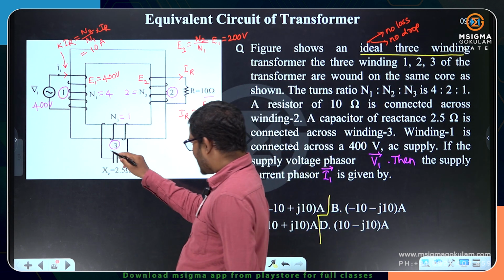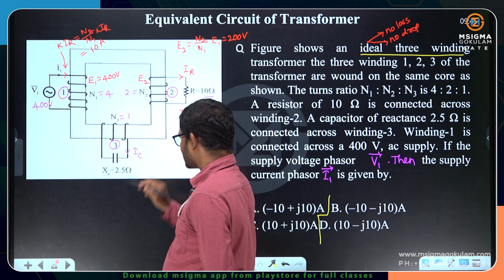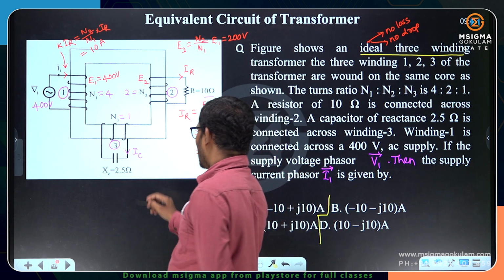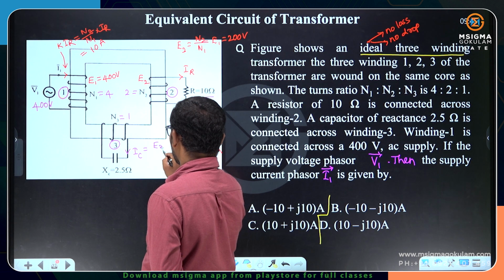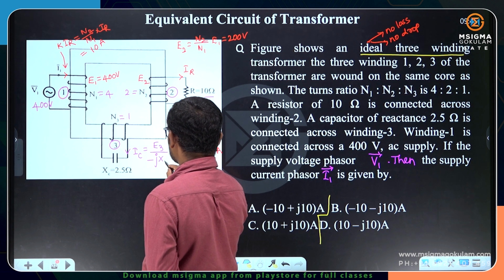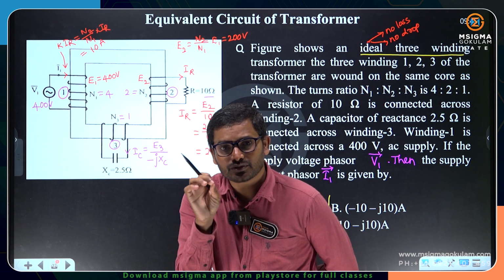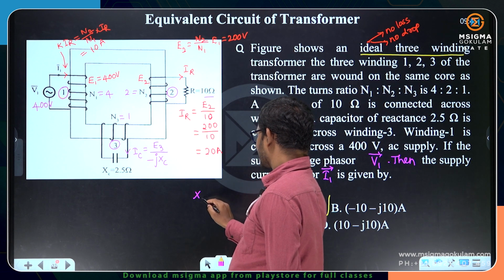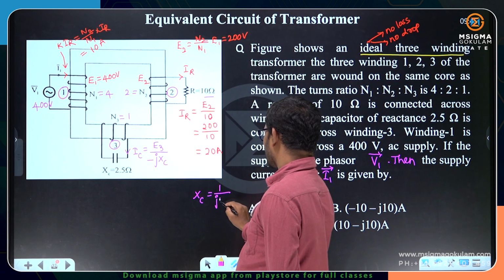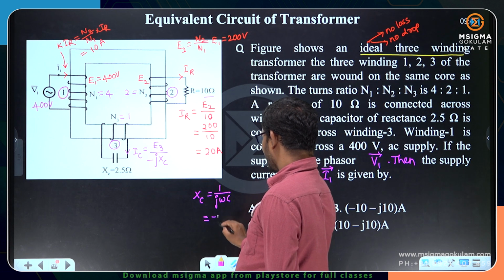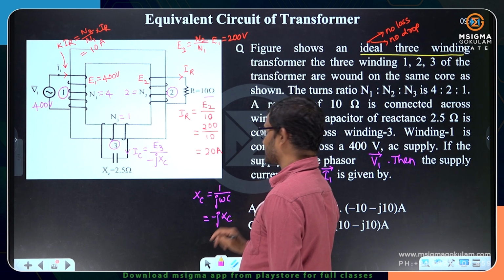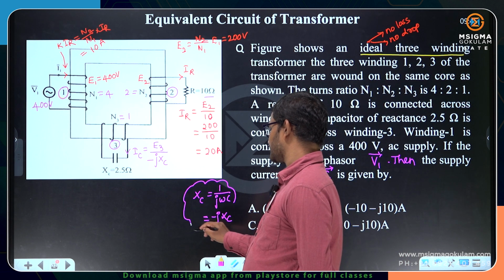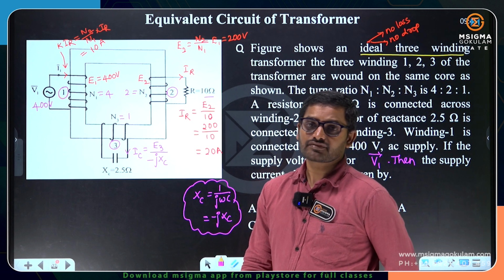Because of the capacitive nature load, IC flows. What is IC? IC is equal to E3 divided by minus J times XC. Don't simply substitute XC, do not forget the minus J. Because we know XC is nothing but 1 by J omega C, so if this J goes up, it will be minus J. 1 by omega C is actually XC. So whenever you are substituting the capacitive reactance, do not forget the negative J.